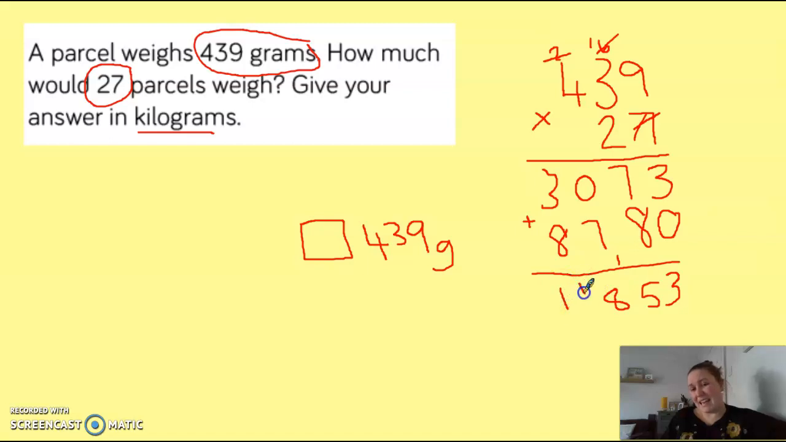So this is 11,853 grams. Go back to my question. How much would 27 parcels weigh? Give your answer in kilograms. So I'm in grams. I need to divide by 1,000. Okay, 11,000 would be 11 kilograms. So this is going to be 11.853. And I'm going to write kilograms, otherwise it might be wrong.